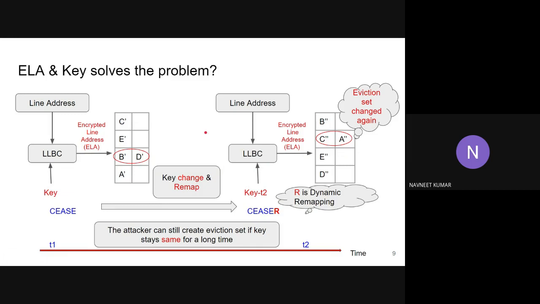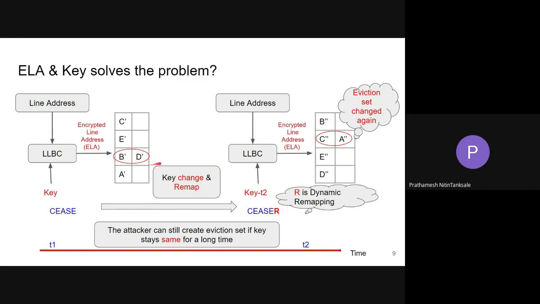Is the key extracted, or is the mapping extracted by the attacker? Because if the key itself is known, what will remapping change? The attacker can again get the key T2. So does the attacker know the key by attacking, or just know the final mapping after the ELA, what the eviction sets are forming? Yeah, it's a good question, Navneet. The key is completely unknown to the attacker. It is a randomly generated value in the hardware. The attacker doesn't know this ELA, but can guess it after some more time, not the ELA value, but the sharing of the set. You got it, Navneet? Yes. The attacker doesn't know the key.